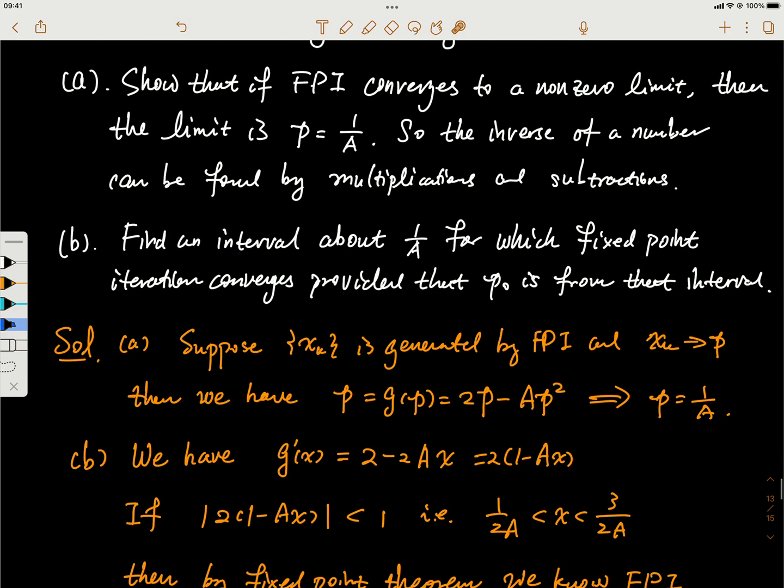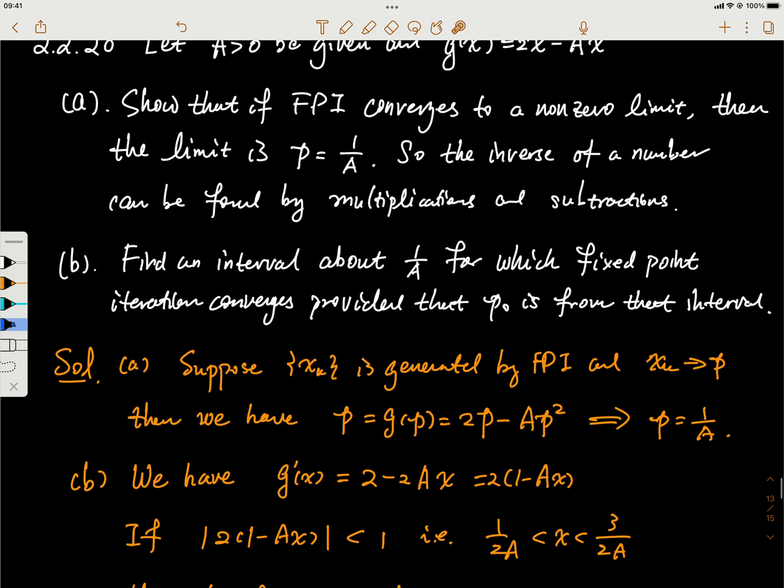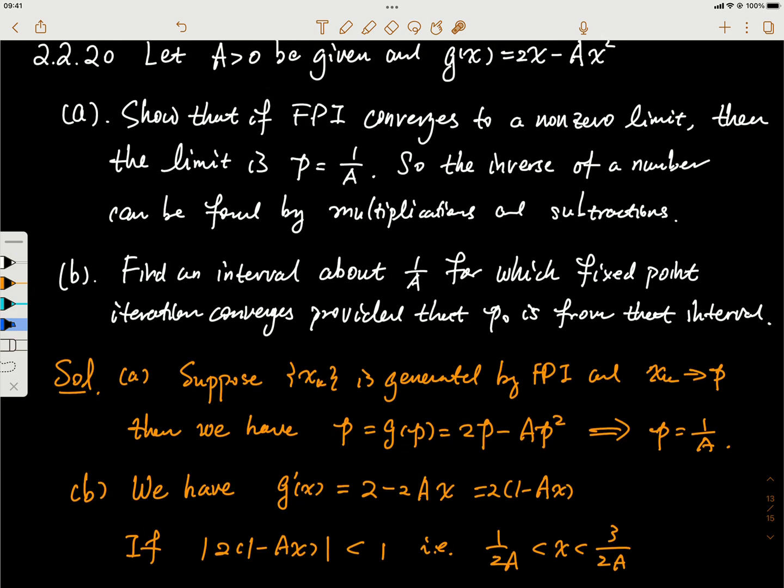Remember that when it converges, that means the p, which is the limit point, should satisfy p equals g(p), right? But g(p) is equal to 2p minus a p squared. So you can just solve for p. You can see that p has to be equal to either 0 or 1 over a. But if you're converging to some point that is different from 0, then the only choice is 1 over a. So you can actually converge to 1 over a by applying the fixed point iteration algorithm to this one.